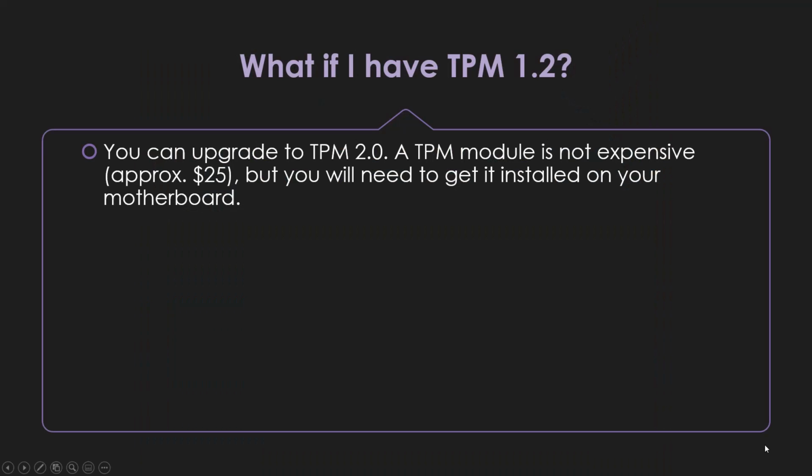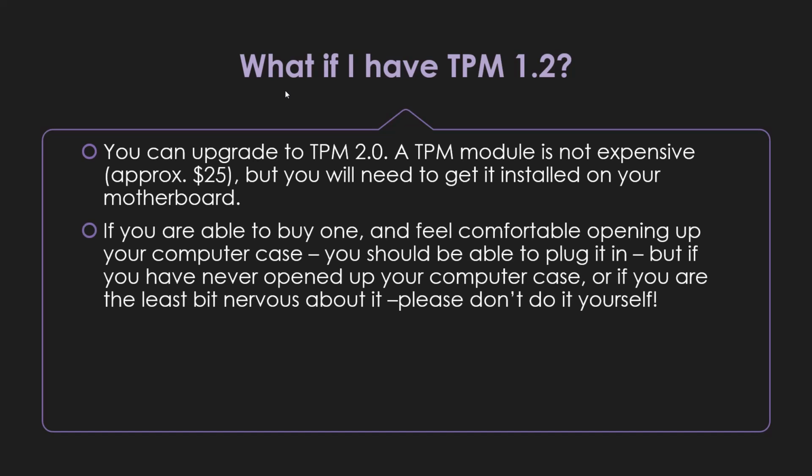Okay, so what if you do have TPM 1.2? This is the old version. You can upgrade to 2.0. The TPM module itself is not expensive. It's approximately $25, but you will need to get it installed on your motherboard. So if you're able to buy one and feel comfortable opening up your computer case, you should be able to just plug it in. Make sure the computer's turned off before you do this.